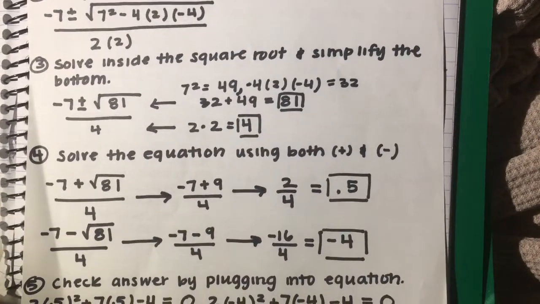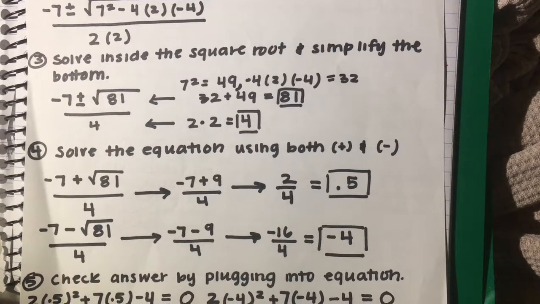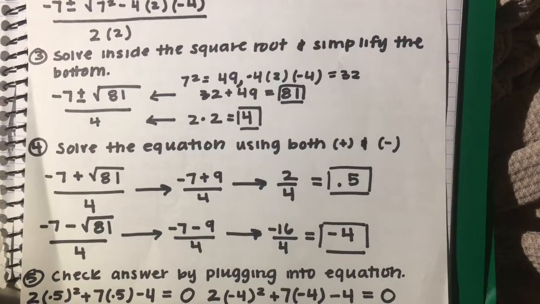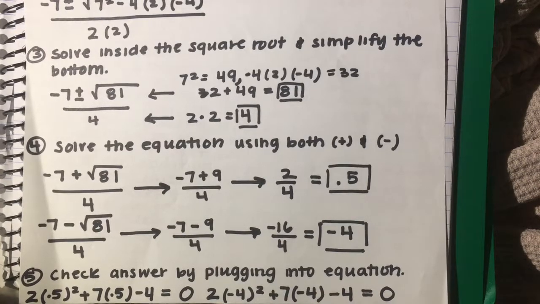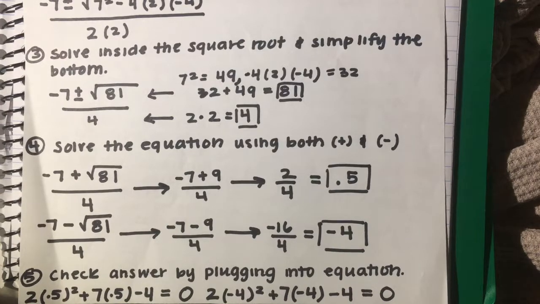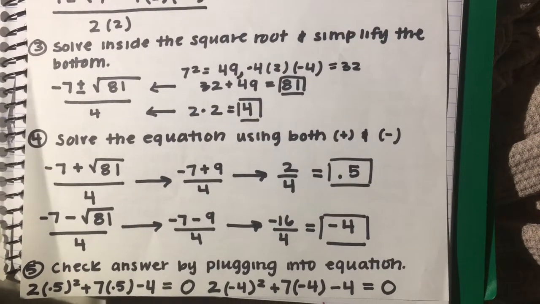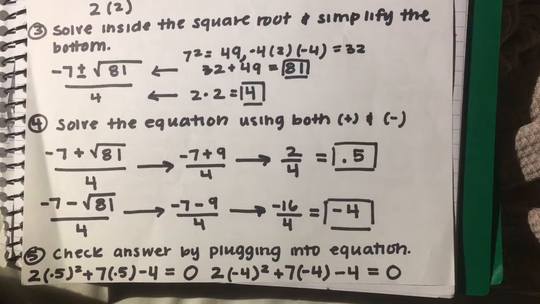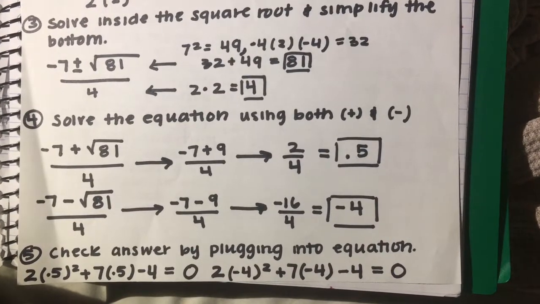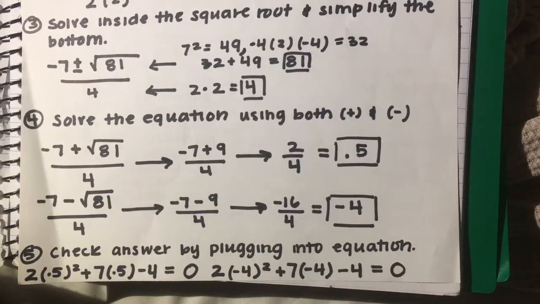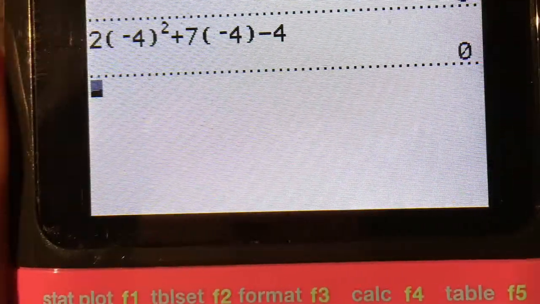Finally, we can solve to get our answers. Use addition first to get your answer. After calculating, you should end up with 0.5. This is because negative 7 plus the square root of 81, 9, divided by 4 is 0.5. Your next answer, you should get negative 4 with subtraction. Negative 7 minus 9 divided by 4 equals negative 4.